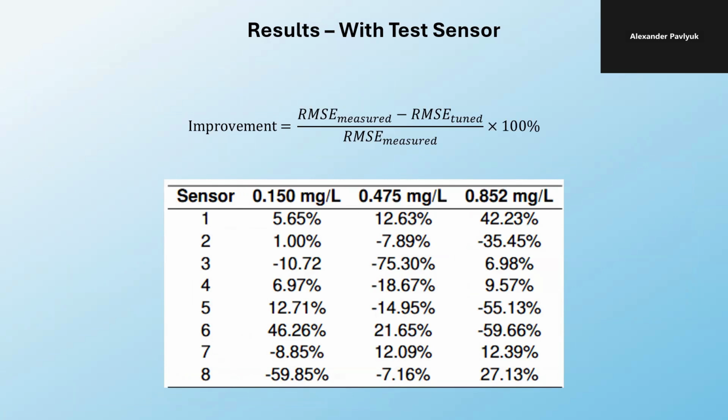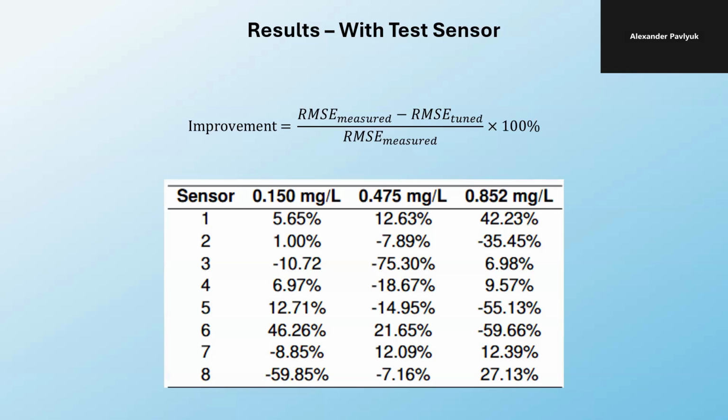Then the test sensor is connected to the train graph to aggregate the weights and calculate the tuned concentration. Therefore, the training process was done 8 times for all versions of the empirical graph without each of the sensors, and the results are presented in the table as the relative difference between the root mean squared error between the true concentration and the measured and tuned concentrations.